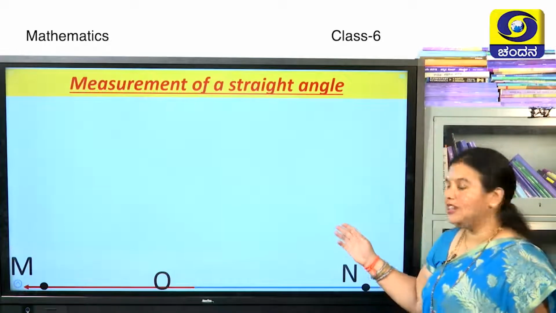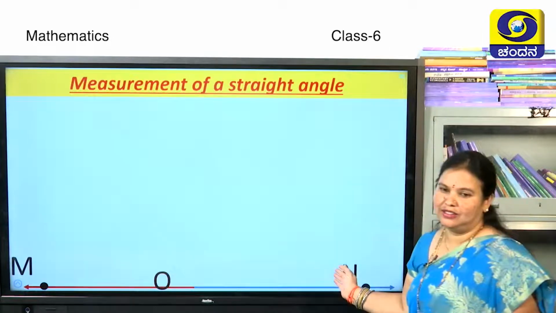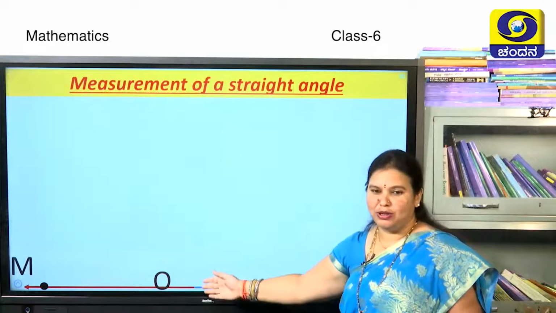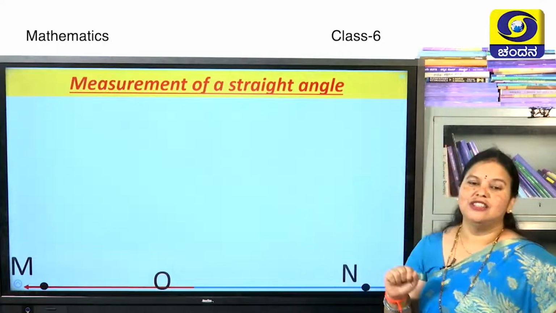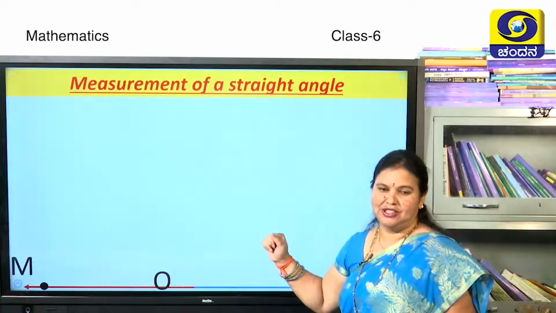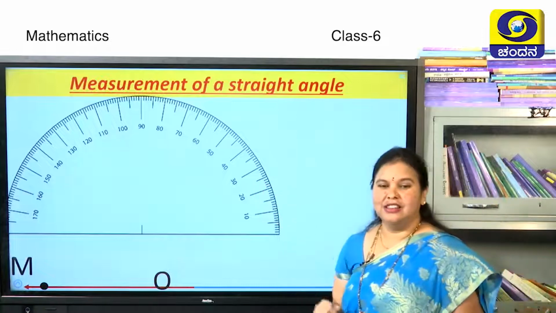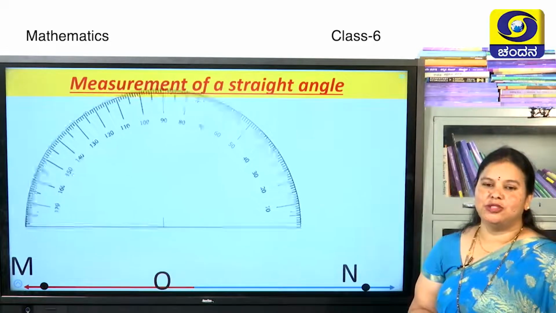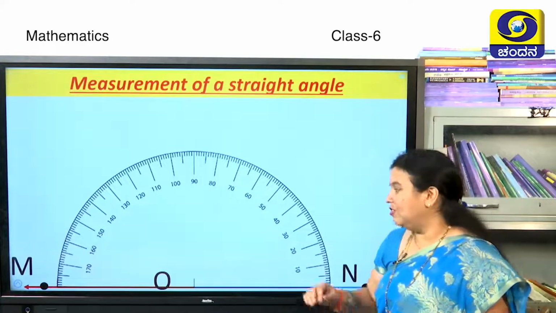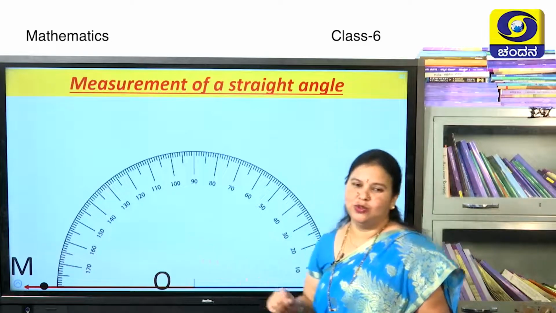See, here also I have taken two line segments OM and ON. These two line segments are coinciding at the common vertex O, isn't it? So, an angle formed between these two line segments. We will measure that angle using this protractor. Now, I am placing this protractor on the line segment ON. Now, we will read the marking on the protractor against the line segment OM.